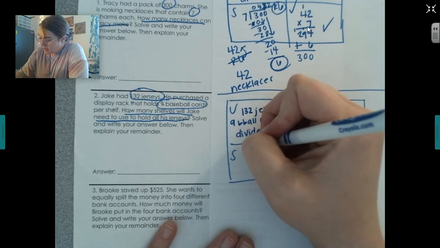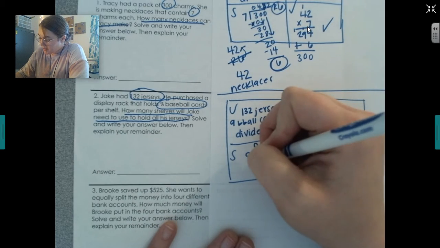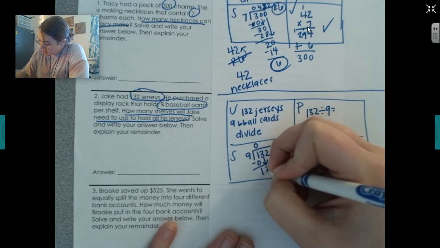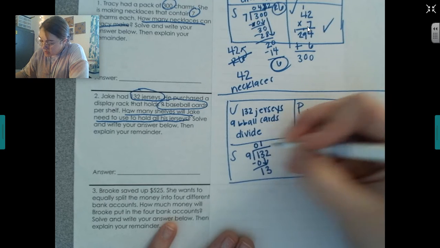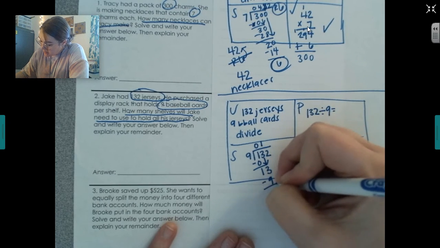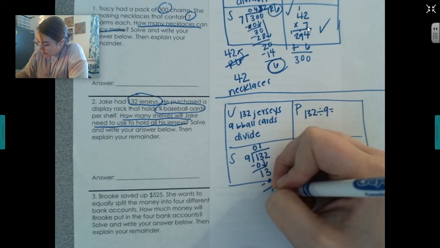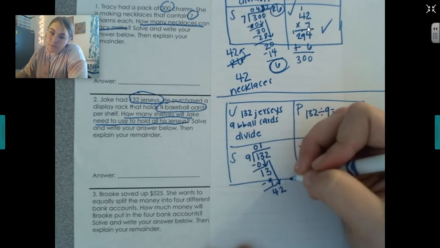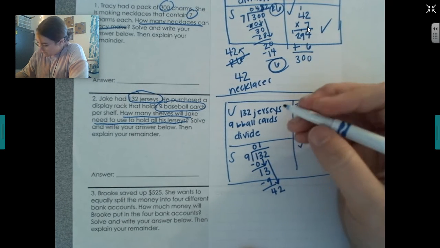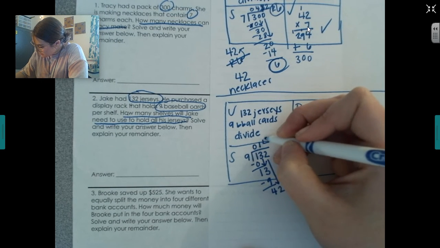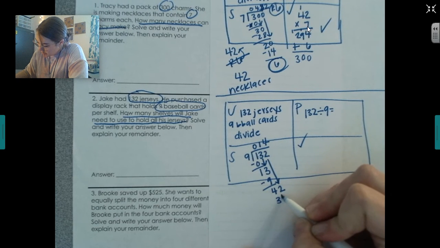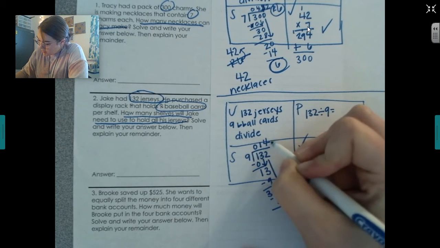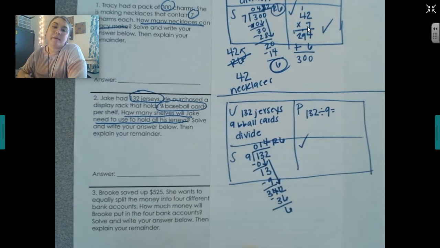So 9 can't go into 1, so I'm going to put a 0. 9 times 0 is 0, and 1 minus 0 is 1. Then I'm going to bring down the 3. 9 can fit into 13 only once. So 13 minus 9 is 4. And I'm going to bring down the 2 too. 9 can fit into 42 4 times. 9 times 4 is 36. So now I'm going to subtract the 2. And I get 6. So my quotient is 14, remainder 6.